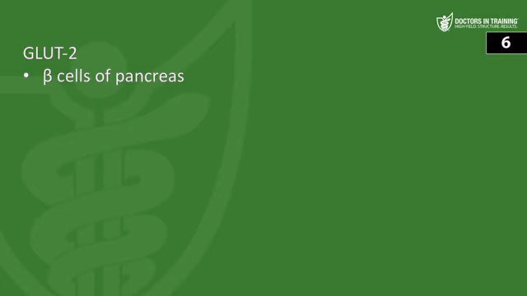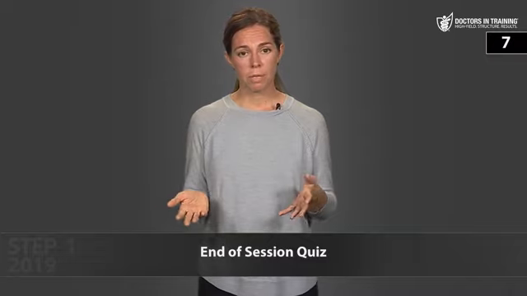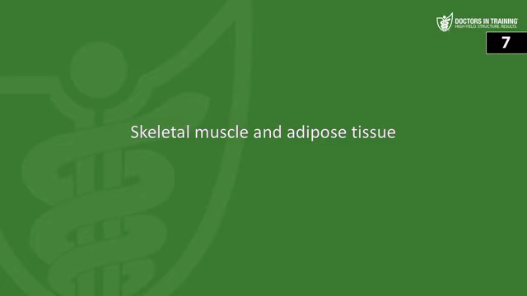Next, in which tissues will you find GLUT2 receptors? The beta cells of the pancreas, the small intestine, liver, and kidney. And the last one, which tissues depend on insulin for glucose uptake? These are the skeletal muscle cells and the fat cells or adipose tissue because they have those insulin-dependent GLUT4 receptors. All right, that's it for our video on diabetes.